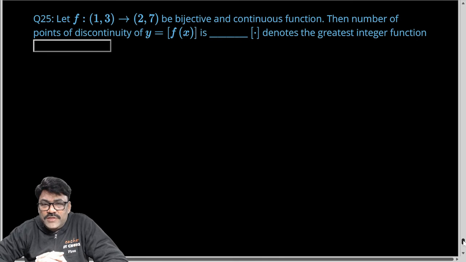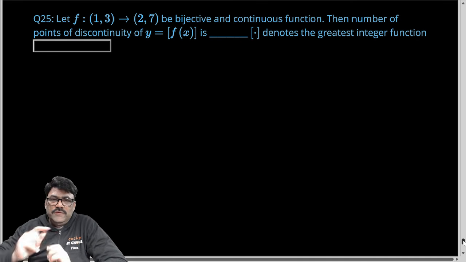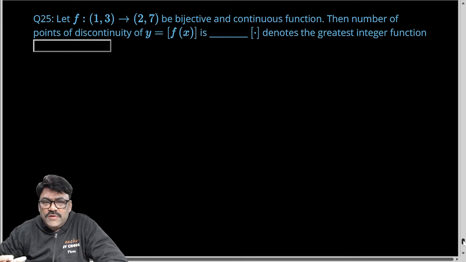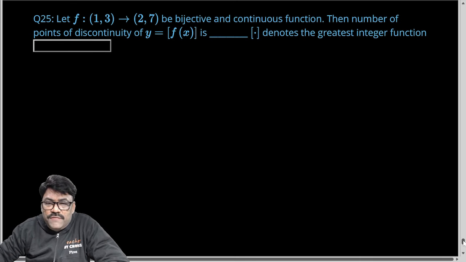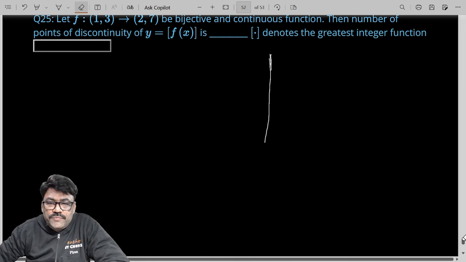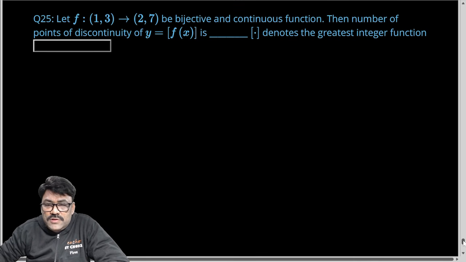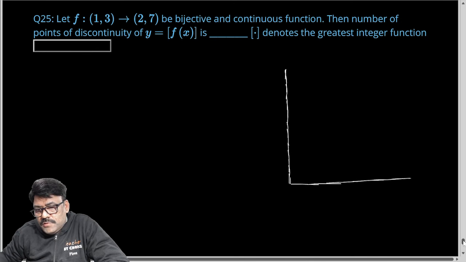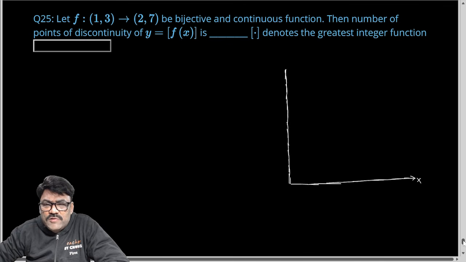So since the function is bijective and continuous, the graph will be either increasing throughout or decreasing throughout. It's your choice. The graph will basically be increasing or decreasing straight away. So let's say this is the y-axis. Suppose the graph is increasing. You can take decreasing also. I'm taking increasing.